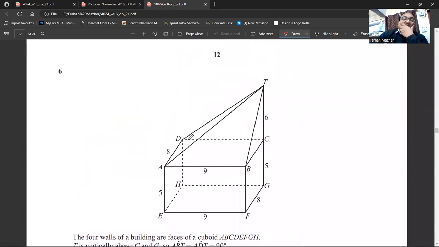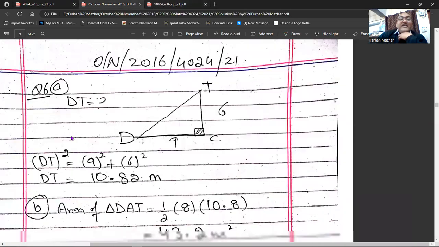Okay, so this is 9, so this will also be 9. So I will take this right angle triangle, DCT. I know this is 6, I know this is 9, and the DT I will find out. Because this is 9, this is 9, this will also be 9. So 6, 9, I apply the Pythagoras on it, and very easily I can find out.